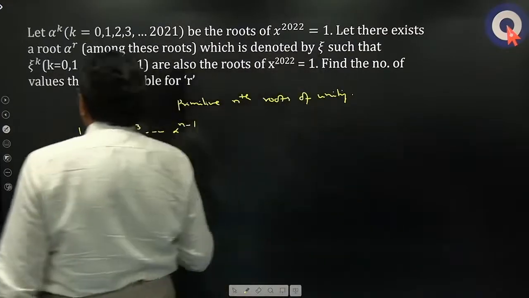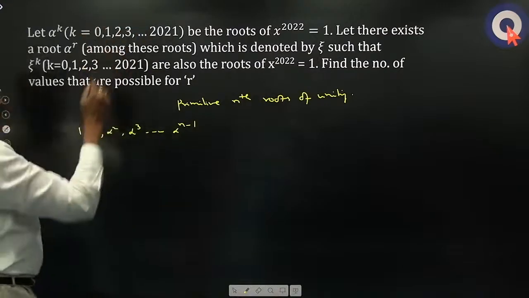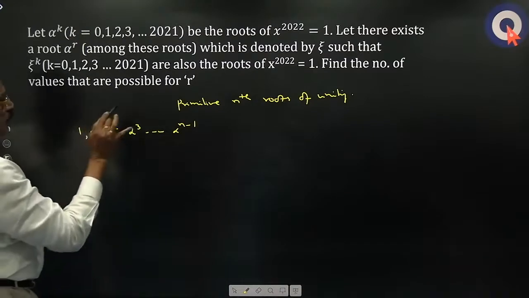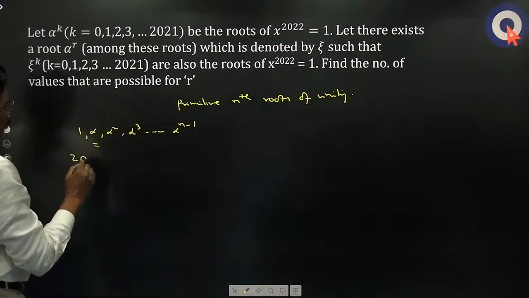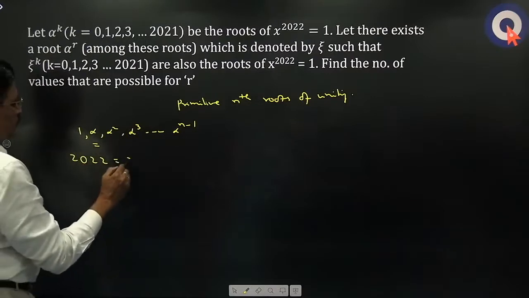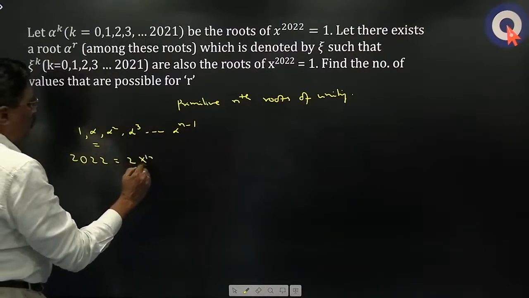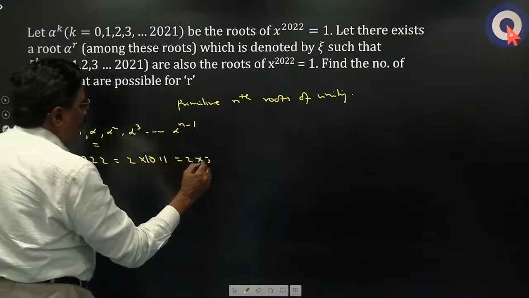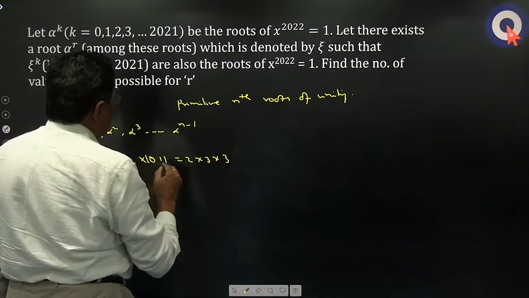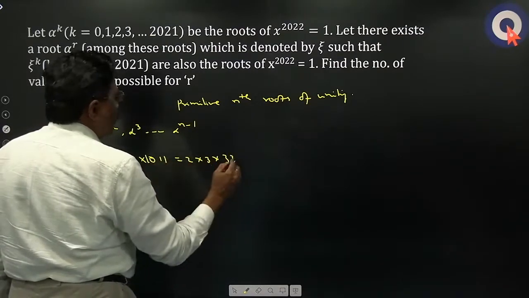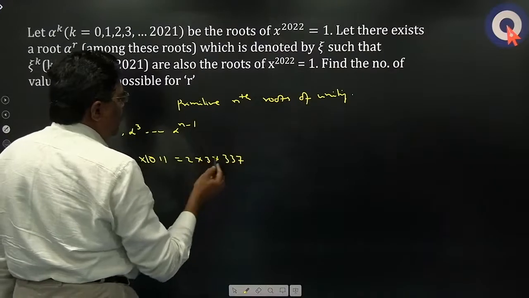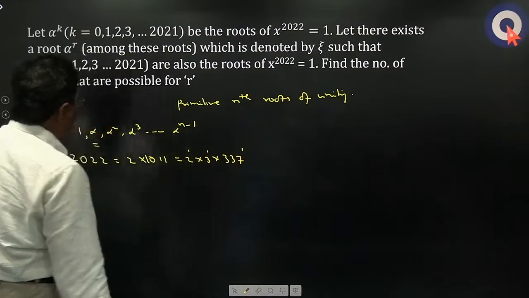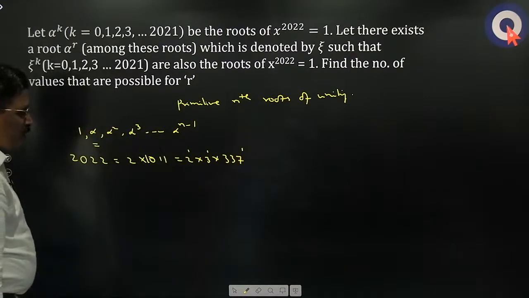So the concept here is obtained as follows. Think of the prime factorization of 2022. It is 2 into 1011, which is 2 into 3 into 337. 337 in this case is also a prime number. All right. So the prime factorization of the given number 2022 is 2 into 3 into 337.